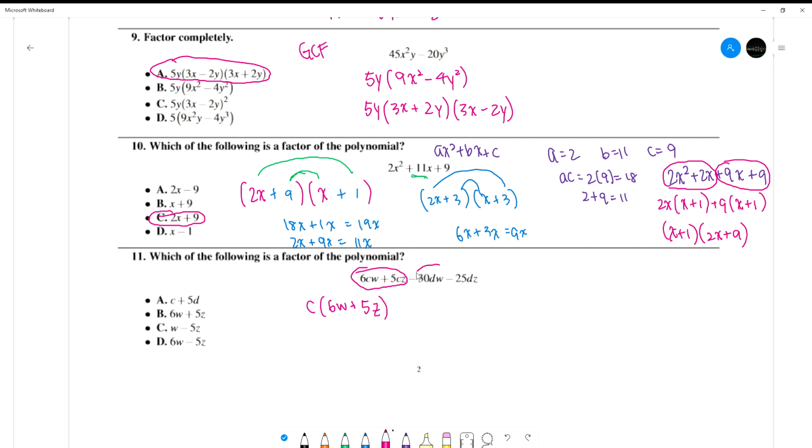For the second group, you see how the leading coefficient is a negative? So you have to factor out a negative there. So it's actually negative 5, and the variable is d. So what do you get for the remaining factor? It's 6w plus 5z. Okay, so as you can see, the common binomial factor in both terms is 6w plus 5z. And what's the remaining? It's c minus 5d. So that's answer choice B.